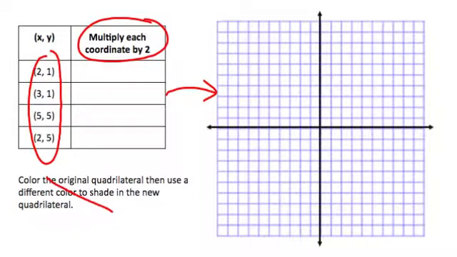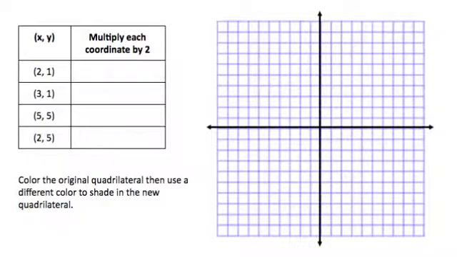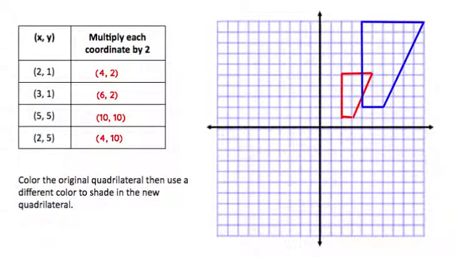Don't worry about coloring anything right now. What we want to do is just look at your original quadrilateral and your new quadrilateral. Now that you've completed this work, your coordinates should be here: (4, 2), (6, 2), (10, 10), and (4, 10). Notice that my original quadrilateral is the red one. My new quadrilateral is the blue one.